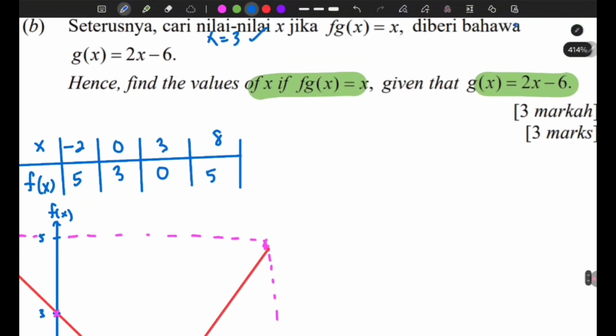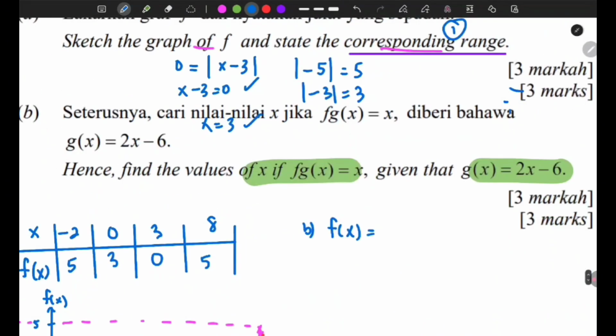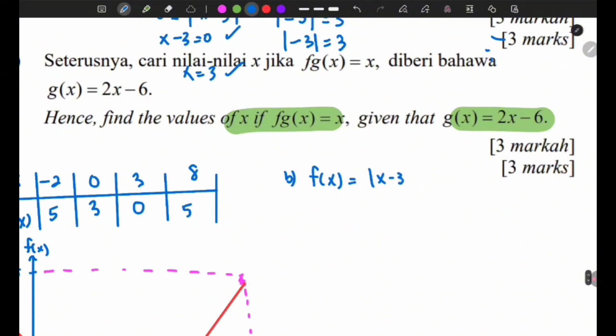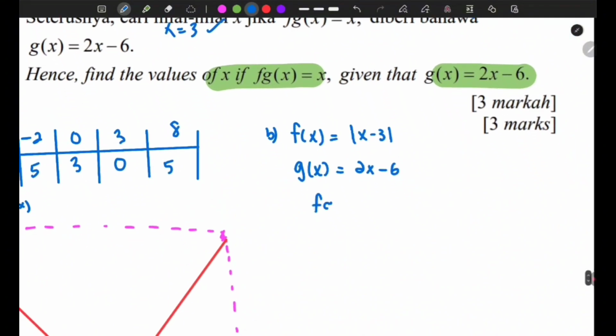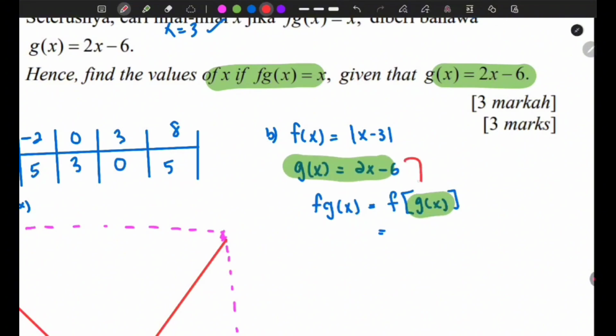Now here (b), we know f(x). What was the f(x)? Modulus x minus 3. And we know what g(x) is, 2x minus 6. Right? So what's our fg(x)? So how you find it, expand the g(x) bracket, and now substitute your g(x), which is 2x minus 6. So put inside.